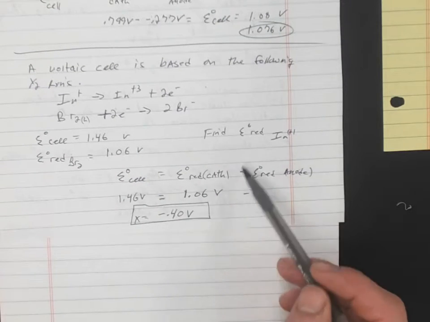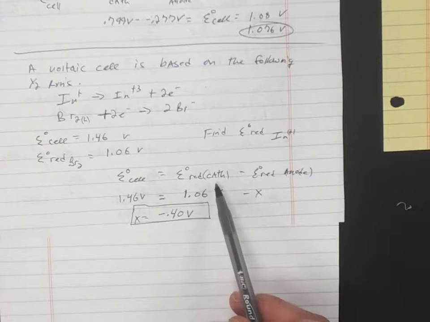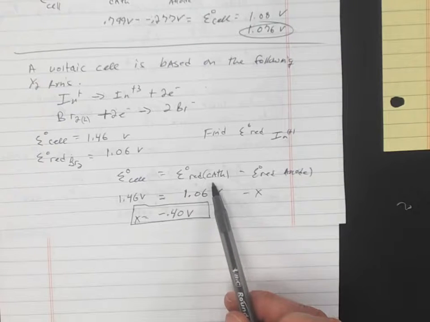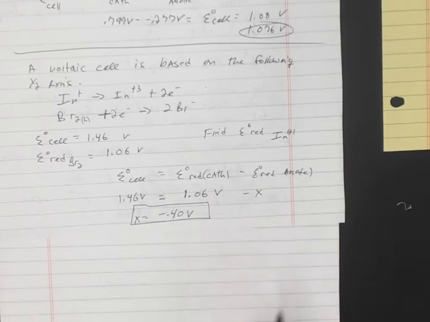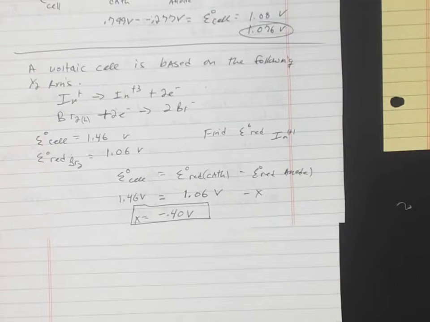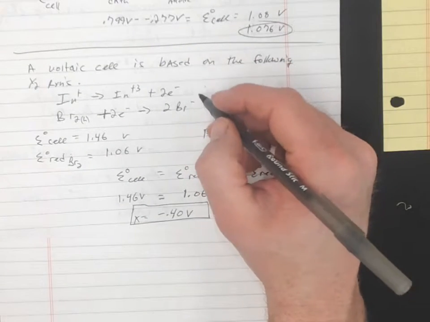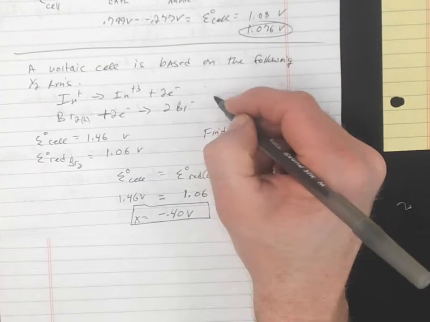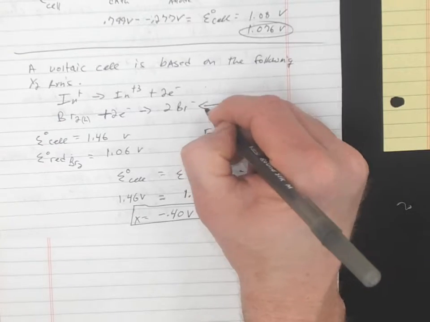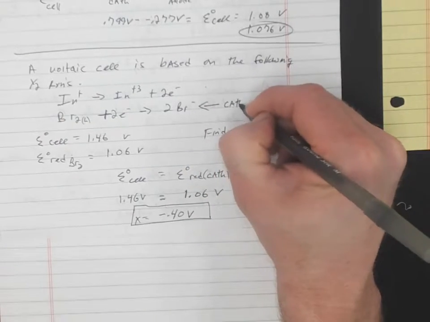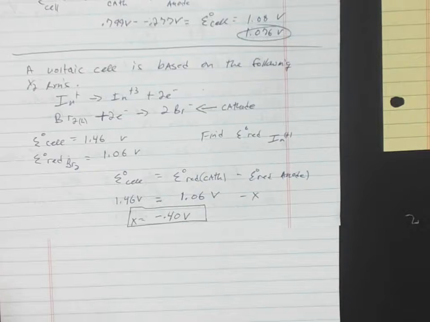Now, how did we know that the 1.06 fell under the cathode? Perfect. It is what is getting reduced. You got it. So, because it is getting reduced, that is our cathode. Nice.